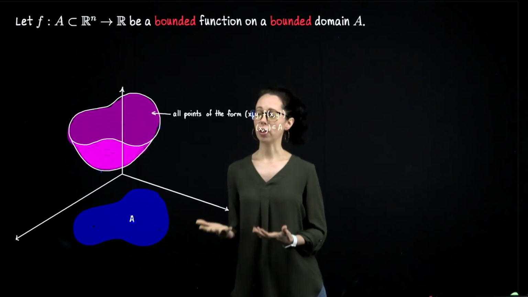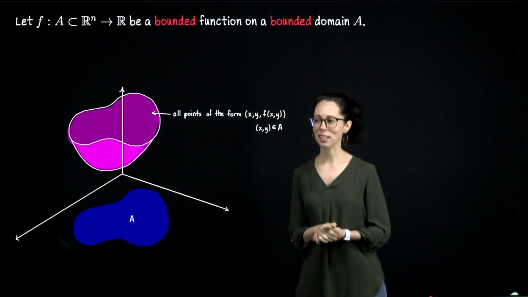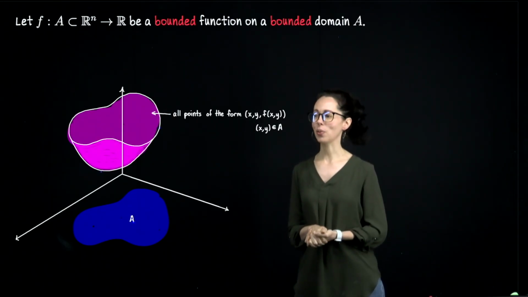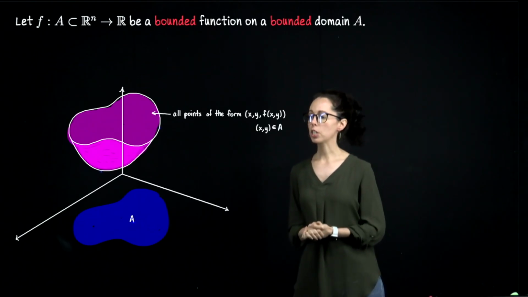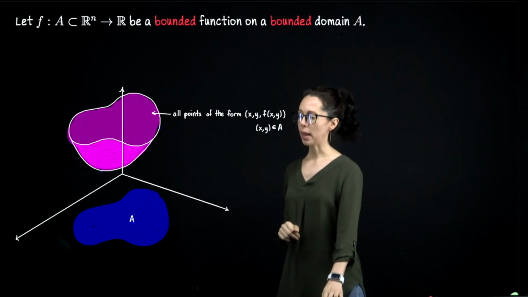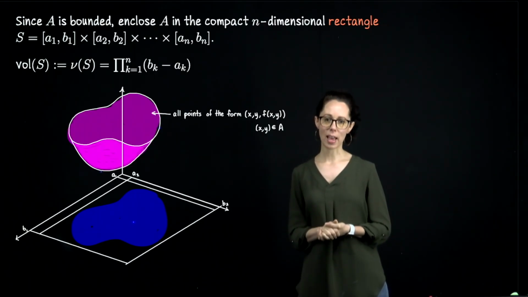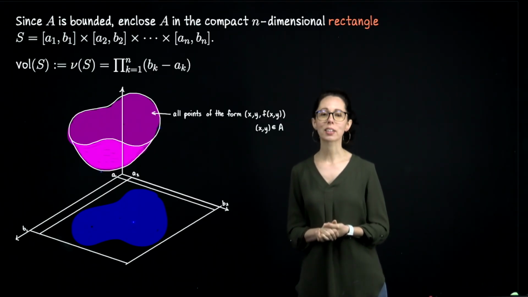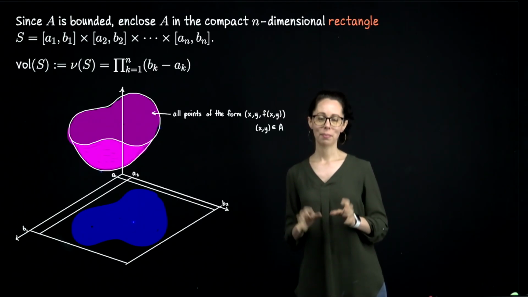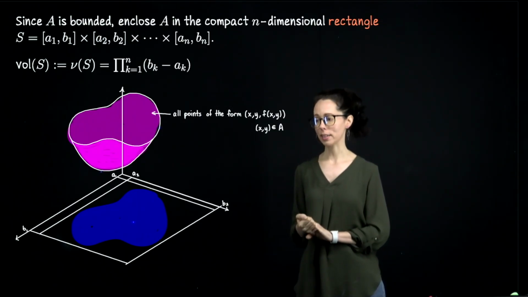In this particular graphic, I drew f as if it were continuous, but that doesn't have to be the case. It's just hard for me to sketch a non-continuous function in R3. Okay, so we have the graph of this function, and what we're going to do is take that domain A, which is sort of peanut-shaped, and enclose it in a nice rectangle S whose sides are parallel to the coordinate axes. So we want to think of S as the Cartesian product of intervals. In the picture, it's two intervals, one along the x-axis and one along the y-axis.